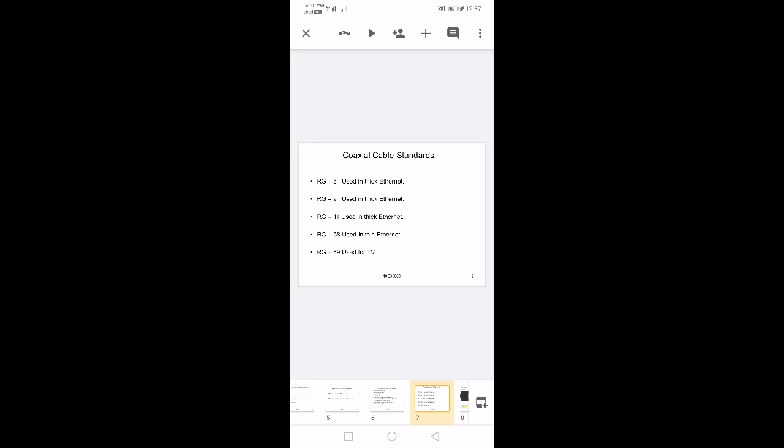Among the different standards of coax cables, RG8 is used in thick Ethernet, RG9 is also used in thick Ethernet, RG11 is also used in thick Ethernet, RG58 is used in thin Ethernet applications, and RG59 is used for TV transmission.